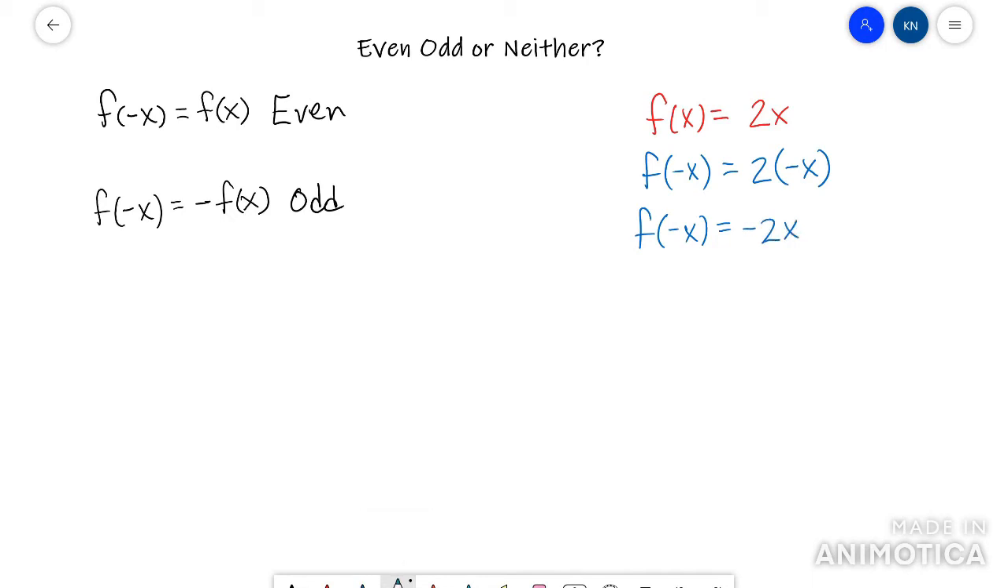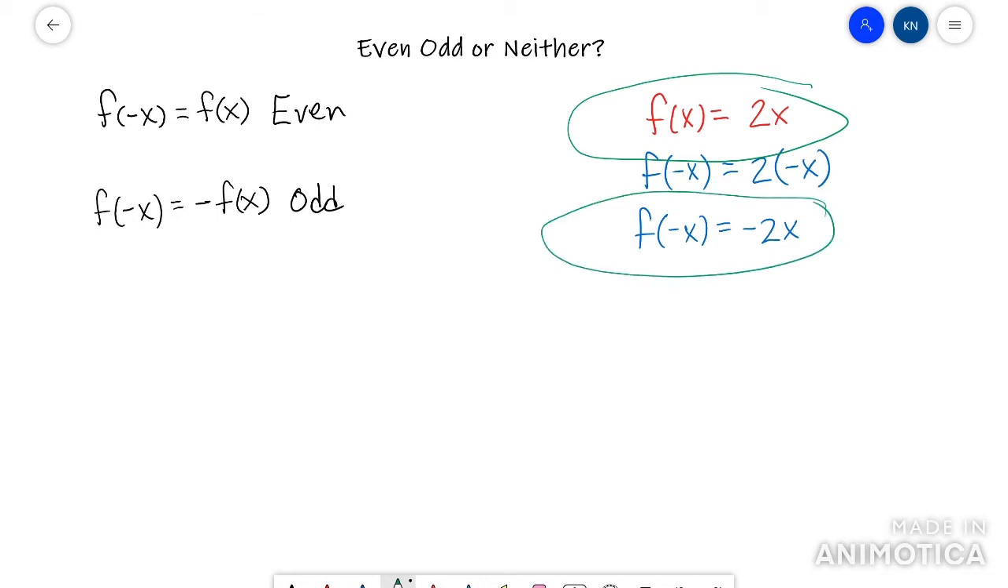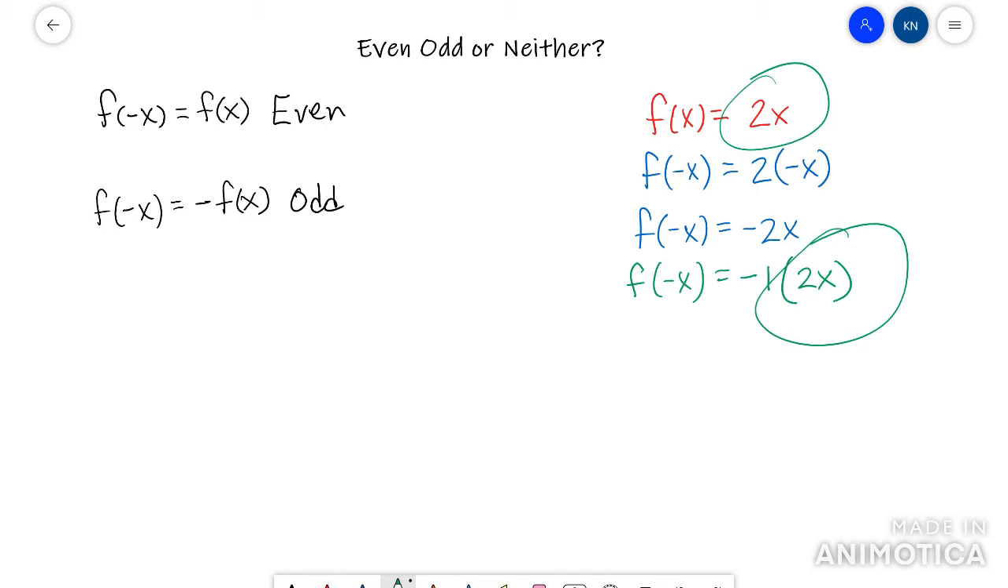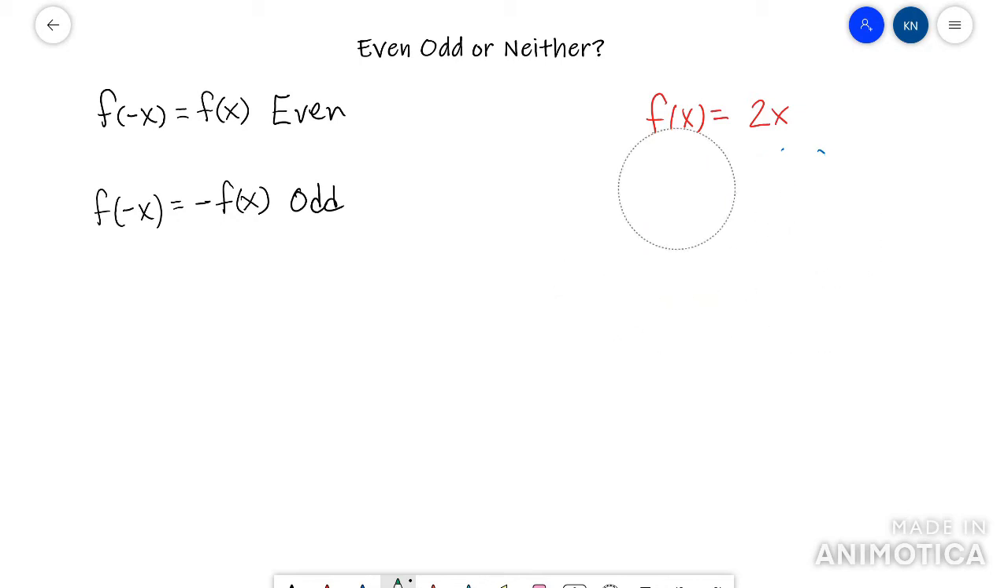All right, it has to be negative 1 times your original. So essentially what that means is you have to be able to factor out a negative 1. So divide everything by negative 1. Then you get back to your original. That means it's an odd function. So I'll show you a couple more examples so you can kind of get the hang of it.